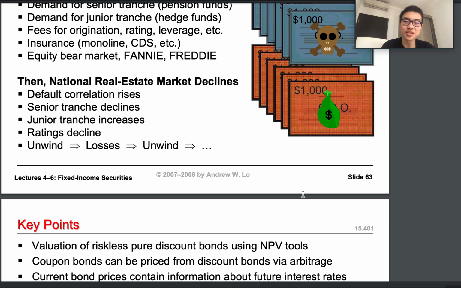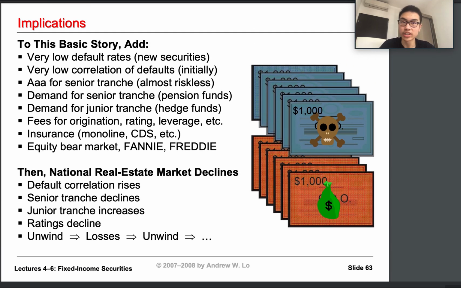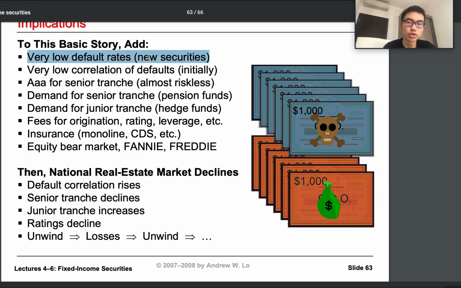And today I'm going to finish my lecture with some ideas to spark you guys on this basic story. What do we have to add? What considerations do we have to take when we price this bond when we try to securitize it? Firstly, ensure very low default rates. And we have to make sure initially there is low correlation of defaults. Moreover, AAA for senior tranches. And demand for the senior tranche comes mostly from pension funds, who like to buy that. And the junior tranches, hedge fund people like to buy, so they have high demand. Fees for origination and rating, we have to take account of this money, as well as the cost of insurers like AIG, American International Group.